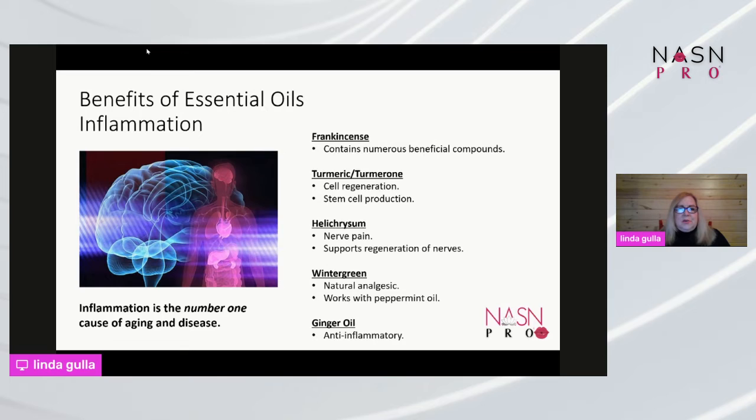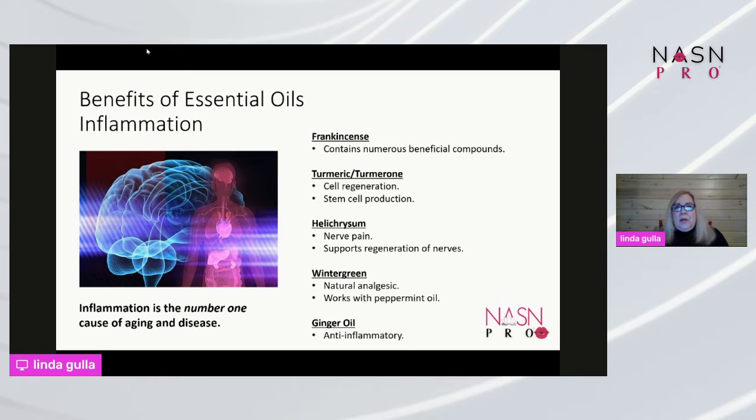The benefits of essential oils, inflammation. I have many other training sessions on inflammation, but I want to just bring out one point with this slide: inflammation is the number one cause of aging and disease. It's just that simple. So how do you deal with this inflammation? Because none of us want to age quickly, and we don't want any type of chronic diseases such as cancer or any other type of chronic diseases.